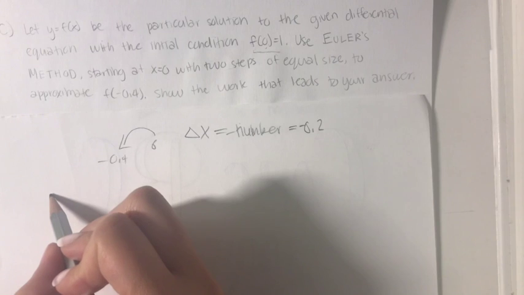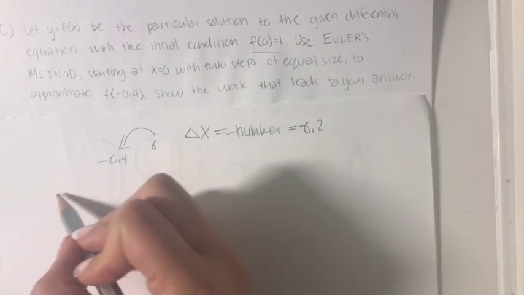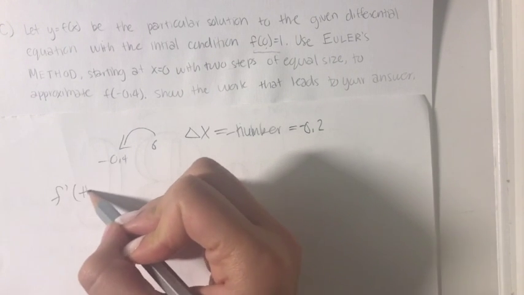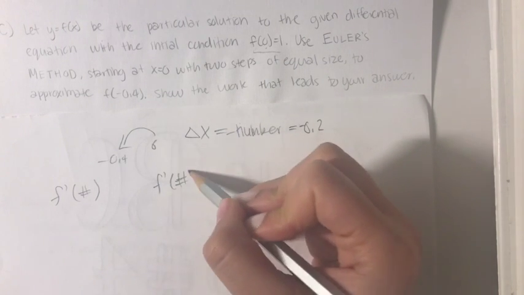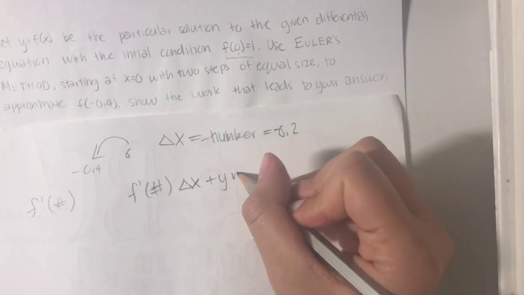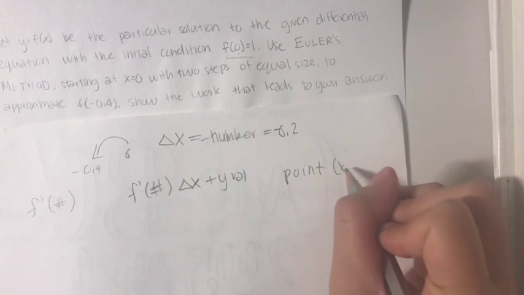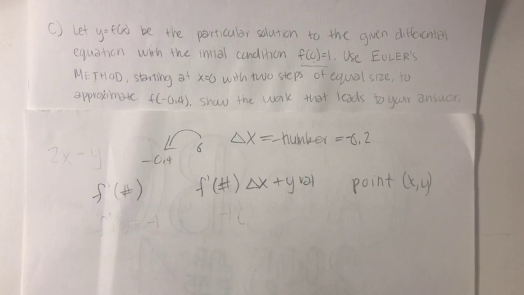Now, to start off, I like to do it in a very systematic way, kind of like a table. We start with f prime of whatever the number is, and then f prime of the number times delta x plus the y value, and then you write the point with x and y. This way it's very organized. I know when to stop.